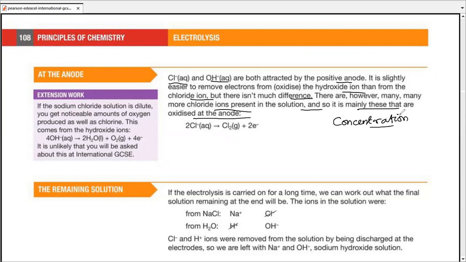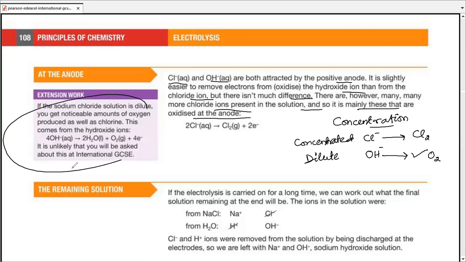What the author is trying to say in the book is about concentration. If we are using a concentrated solution, that means there are more chloride ions, and they would be converted into chlorine. If we were to use a dilute solution, that means we have a higher concentration of hydroxide ions, so they will be processed and they will produce oxygen. How do they produce oxygen? This is by this equation.